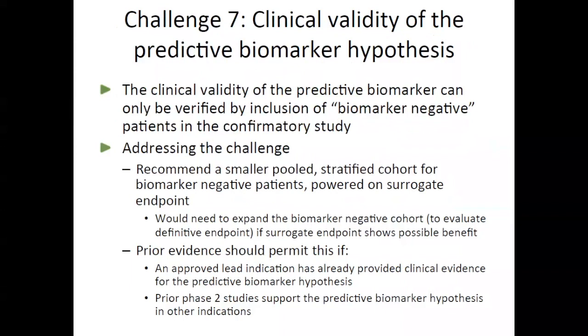We would suggest having a small stratified cohort for biomarker negative patients, where if you have 4 indications, each indication contributes a quarter. So you're basically looking at, let's say, a 5th indication in that example, that's the biomarker negatives, and only evaluating them on the surrogate endpoint. And if the surrogate endpoint shows possible benefit, then you're going to have to expand to more biomarker negative patients. This is just our idea. We don't know what health authorities would think about that. We think it would help if you already had an approved lead indication to provide some clinical evidence for the hypothesis and some supportive prior phase 2 studies.